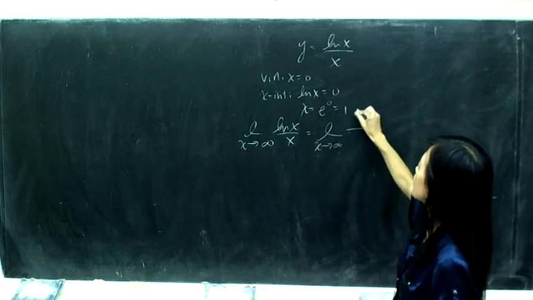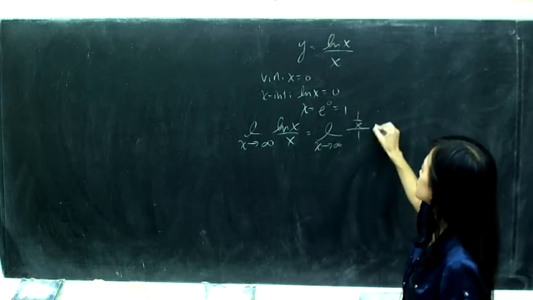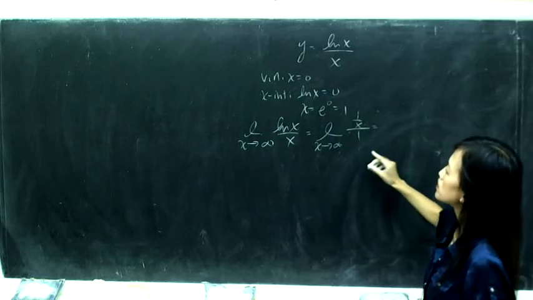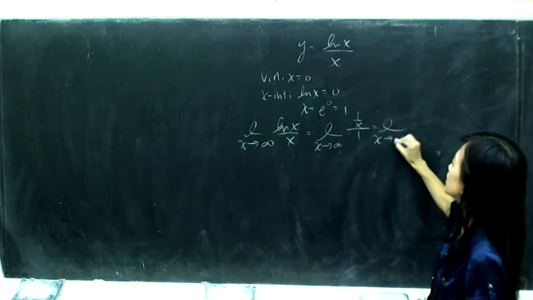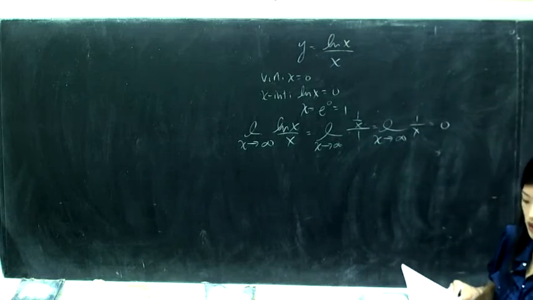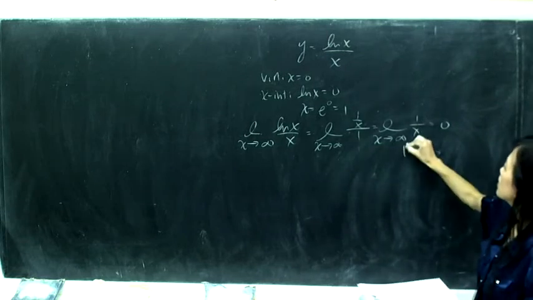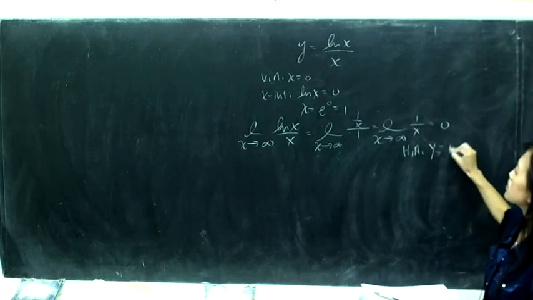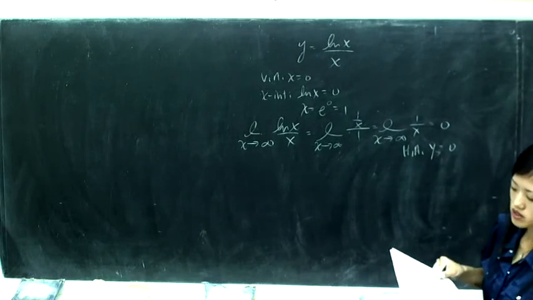Yeah, so you get 1 over x. Bottom is a 1, so it's just 1 over x. So 1 over x, we know what happens to that when you go to infinity, 0, right? So the horizontal asymptote ends up being 0. So those are all things you can tell about the graph to start with.